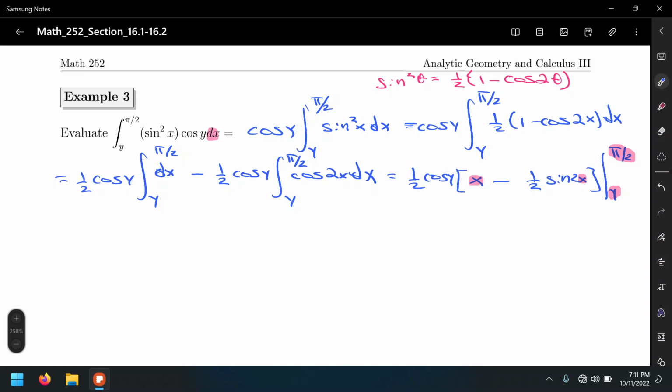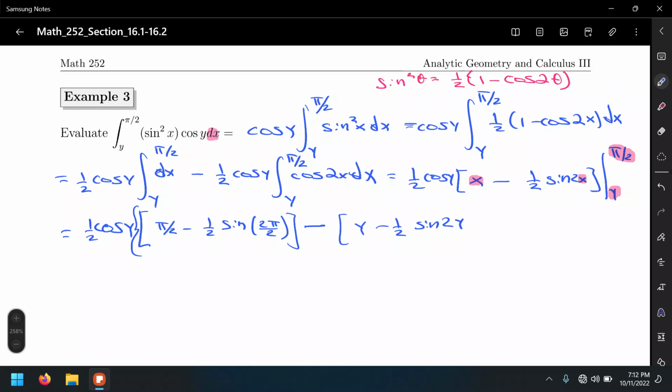So that's 1/2 cosine y, and that's pi over 2 minus 1/2 sine of 2 pi over 2, which is evaluating this. And then so that's minus y minus 1/2 sine of 2y.